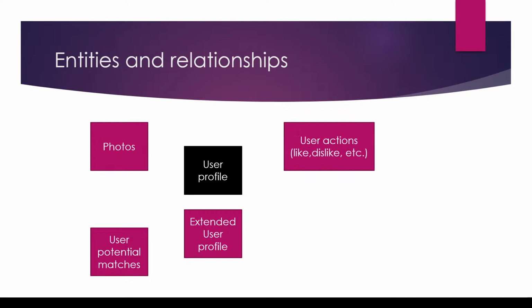That's my thought process. After they have potential matches, if the user goes ahead and does a left swipe or a right swipe, those are all user actions that the user would perform. That would probably get stored in a separate table. I'm thinking we'll have another table for that called user actions.